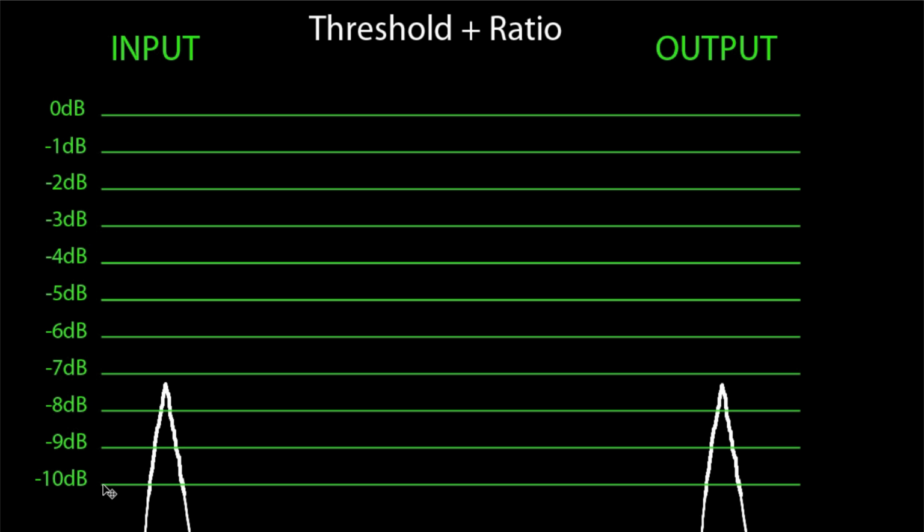Now you can set your threshold on a compressor lower than minus 10. You can set it to minus 20, minus 30, minus 40, etc. But for the sake of this tutorial, this scale from 0 dB down to minus 10 will be enough for us to see what's happening. Okay. So here's the compressor laid out as a dB scale, right?